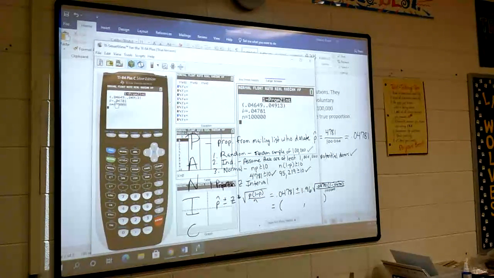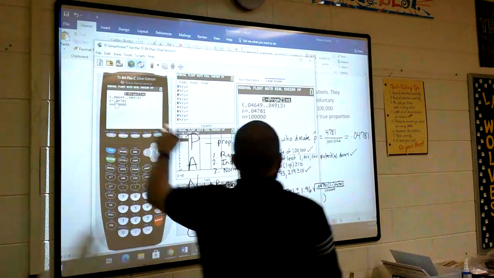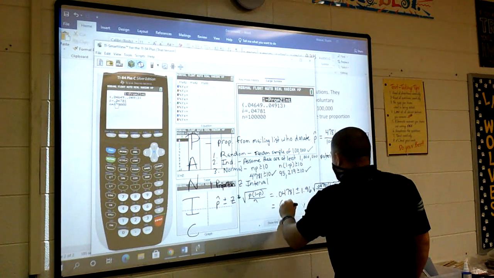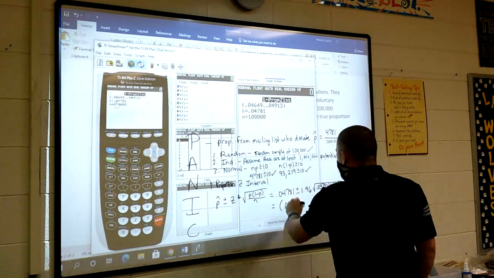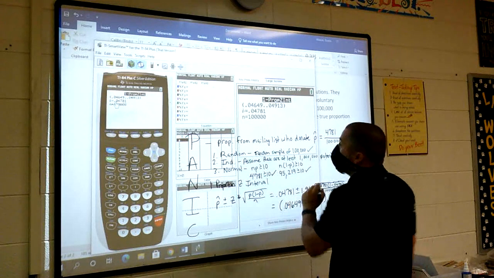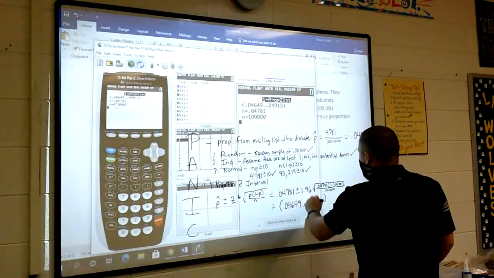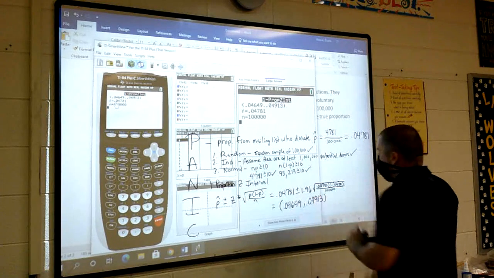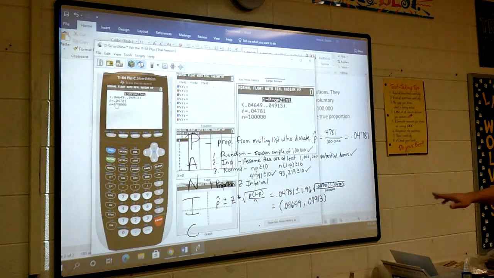All right, so the interval is 0.04649 to 0.04913. Very accurate, right? It's only like just barely off. We know it's under 5%.